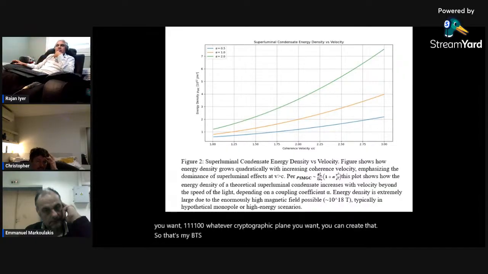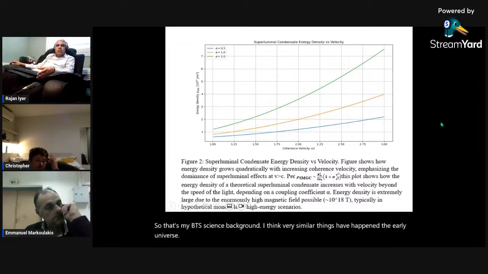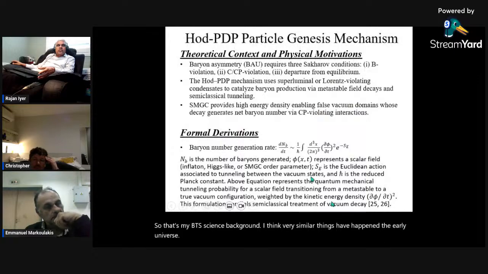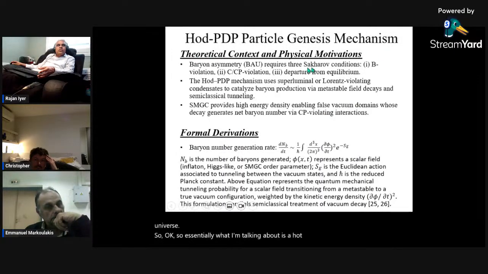I think very similar things happened in the early universe. So essentially what I'm talking about is a hot PDP particle genesis mechanism. So the theoretical context and physical motivation.